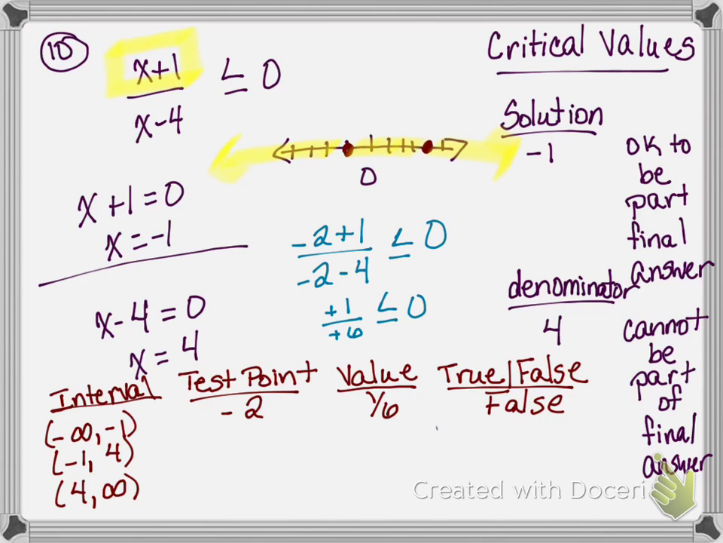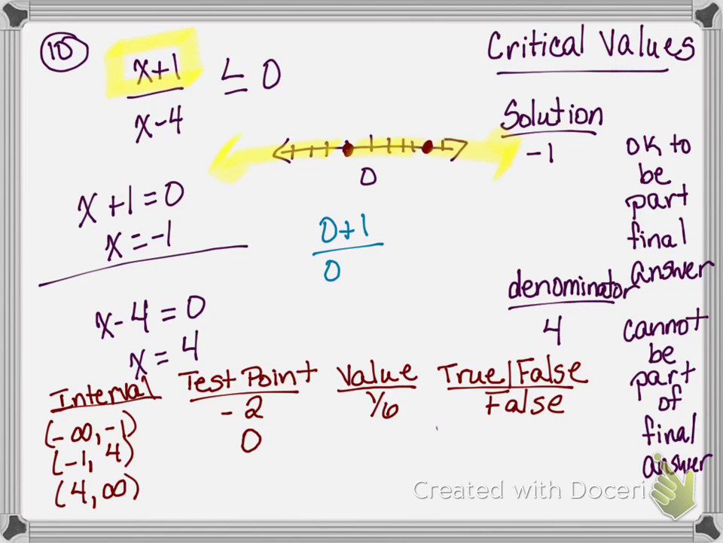Okay. Now we are going to look at our second interval, which is negative 1 to 4. I'm going to pick 0. 0 is like my favorite number to pick, and any time that I can pick 0, I pick it. So that is the next test point that I'm going to do, is 0. So let's plug that in, and I'm going to do that right here. I'm going to say 0 plus 1 over 0 minus 4 is less than or equal to 0. And I'm left with 1 over negative 4 is less than or equal to 0. That is a true statement.